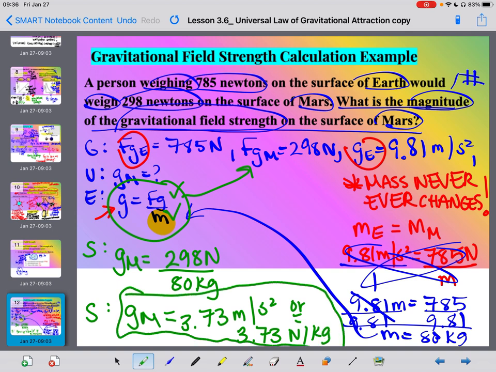Yeah, that's pretty much it. Just calculating the force of gravity and calculating gravitational field strength. Those are the only two equations you'll be asked to utilize throughout this topic.